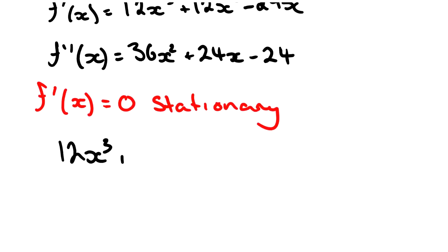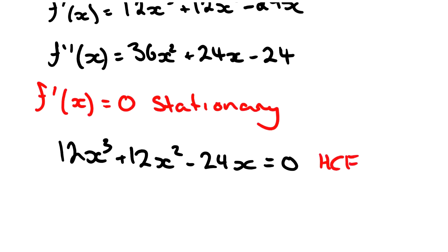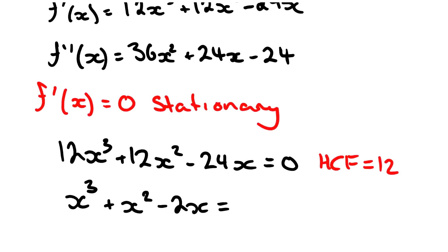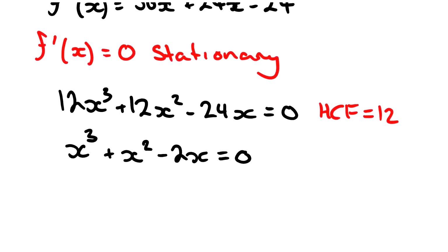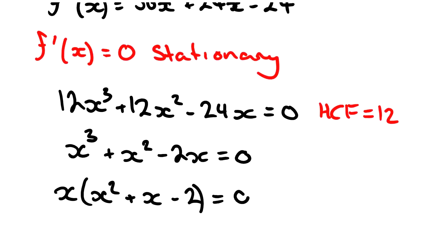12x cubed plus 12x squared minus 24x equals 0. Notice there's a highest common factor there of 12, so we can divide everything by 12. So we get x cubed plus x squared minus 2x equals 0. We also have a highest common factor there of x's, so we can bring the x out the front. And we get x squared plus x minus 2 equals 0.